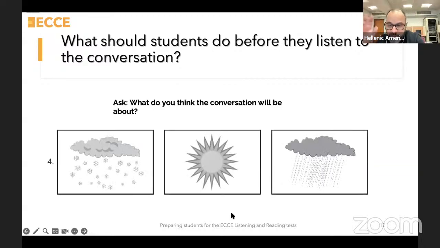For example, just looking at this set of pictures here, what do you think the conversation will be about? And this is, of course, something that we can do with the students if we sense that we have any kind of weaknesses finding the correct answers while we listen.